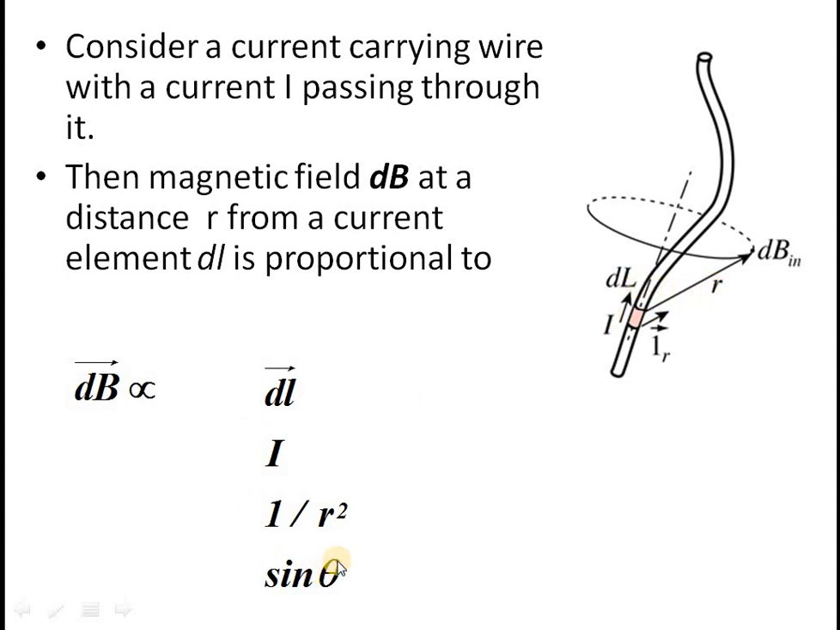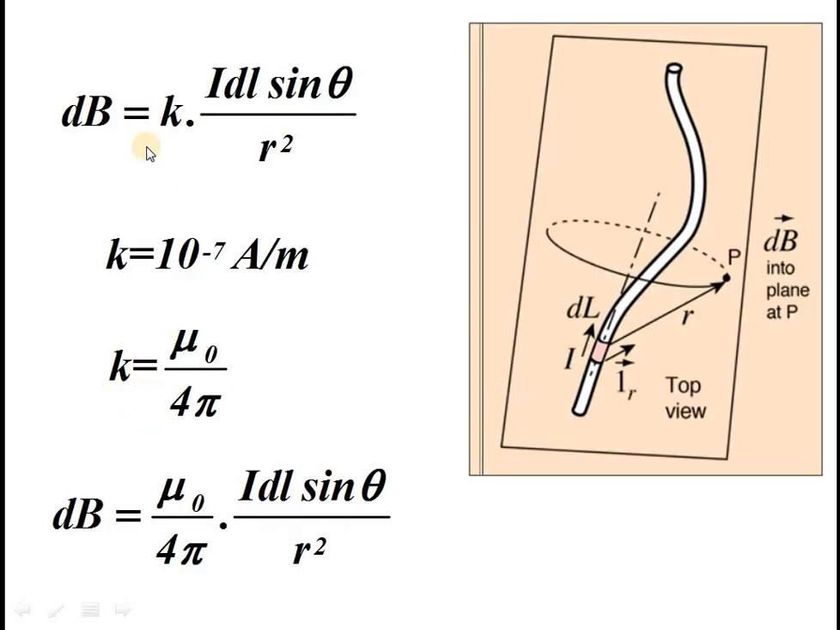So these are the factors on which the magnetic field depends. So you can sum it up together. What we get is dB is proportional to I dl sin theta by r square. Or you can have a constant here. So we get dB is equal to a constant times I dl sin theta by r square.